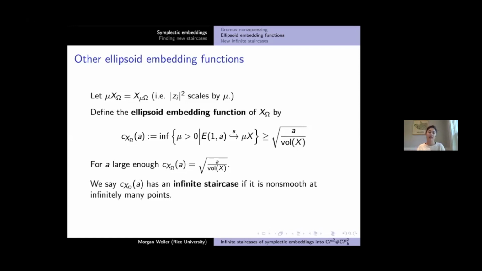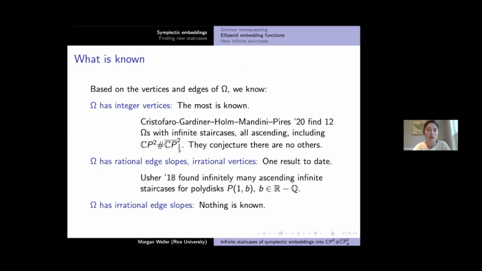So we say that c_{X_omega}(a) has an infinite staircase if it's non-smooth at infinitely many points, as in the case of the McDuff-Schlenk Fibonacci stairs. What we know so far: if omega has integer vertices, we know the most, and there's been a lot of work in this area. In a recent preprint, Cristofaro-Gardner, Holm, Mendini, Pires find 12 omegas where X_omega has an infinite staircase. All of these staircases are ascending, like the Fibonacci stairs. In particular, they found this toric domain corresponding to CP2 blown up at a point with weight 1/3 has an infinite staircase. And they conjecture that there are no others.